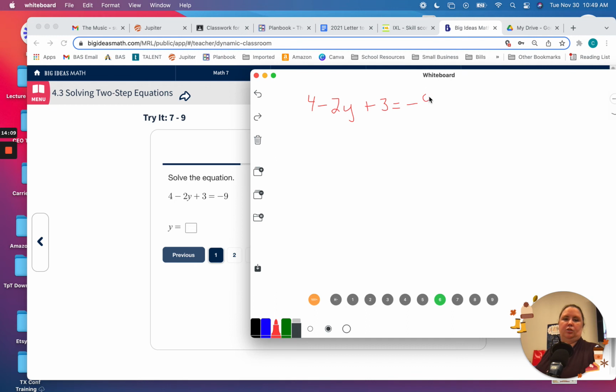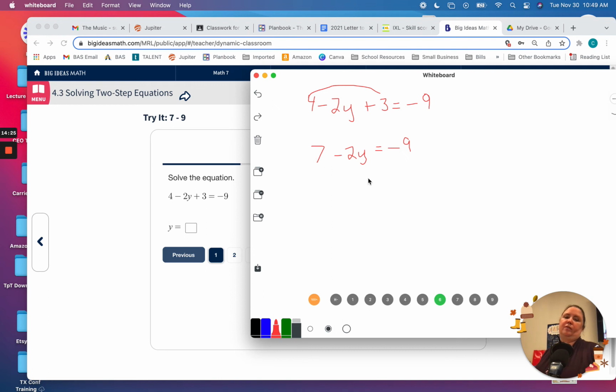I'd write this in your journals to help you. Okay, so the two like terms were the 4 and 3. So 4 plus 3 gave us 7, right? So then you just rewrite the rest. Very good. So now I need to move the 7.